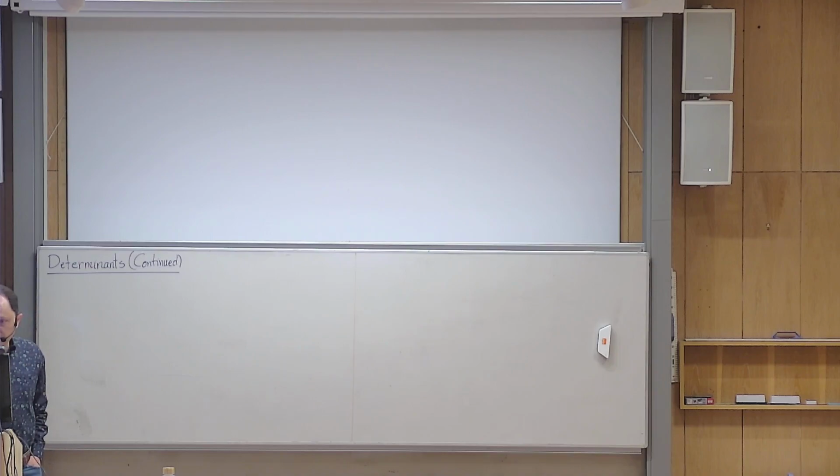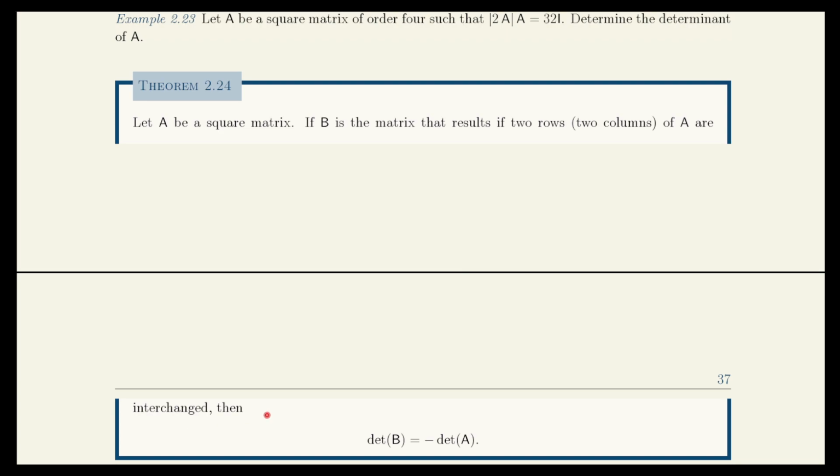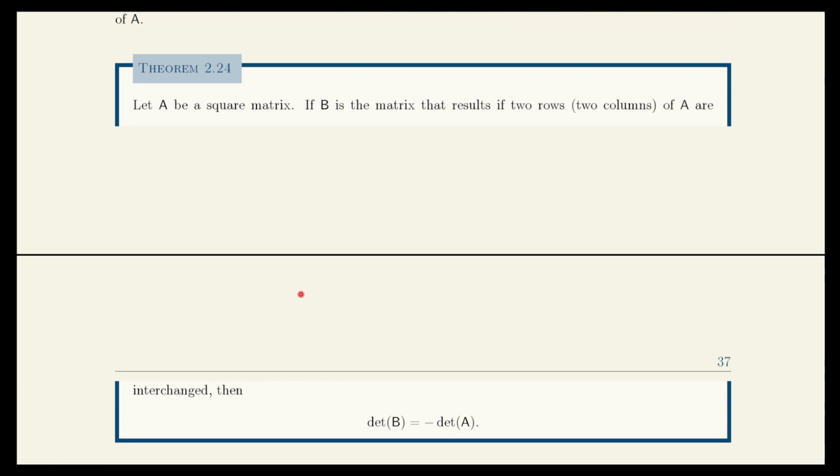If you remember last time, we stopped here, a theorem. Let A be a square matrix. If B is the matrix that results if two rows or two columns of A are interchanged, then the determinant of this new matrix B is minus the determinant that you already have, the determinant of A. So that's a very simple but very important theorem in the theory of determinants.